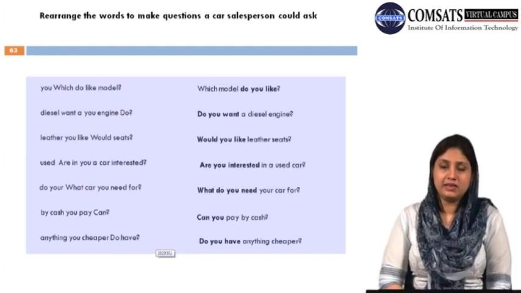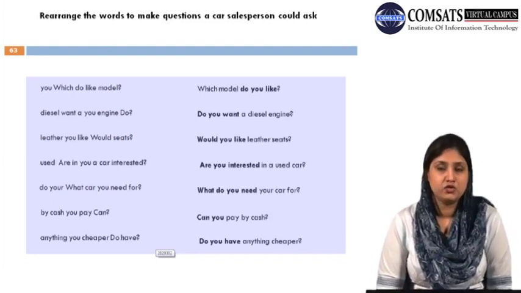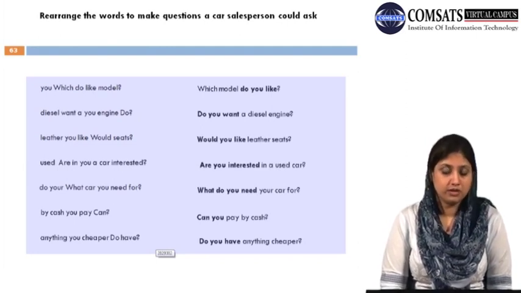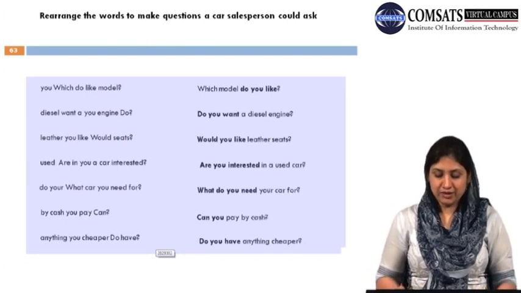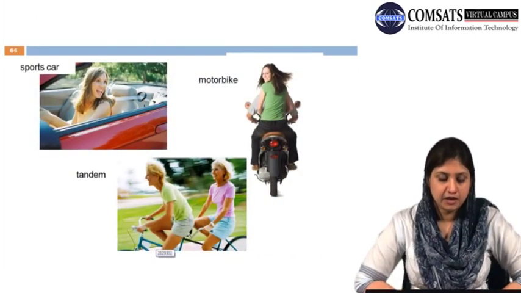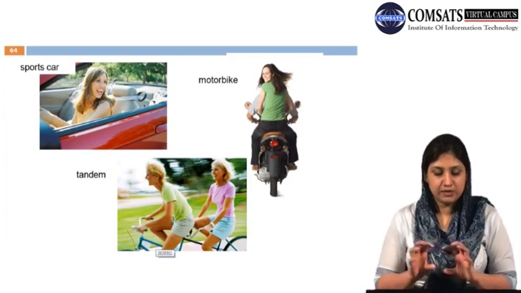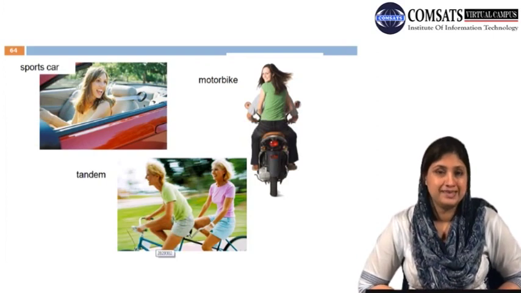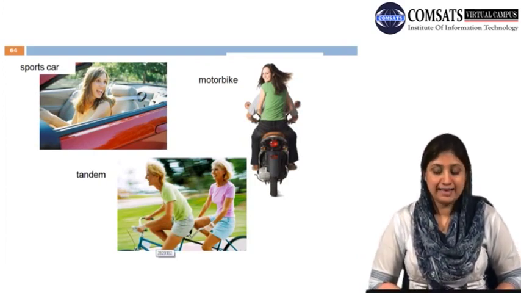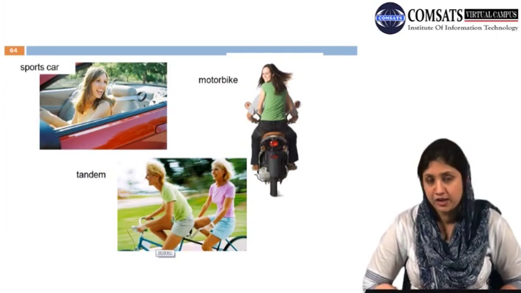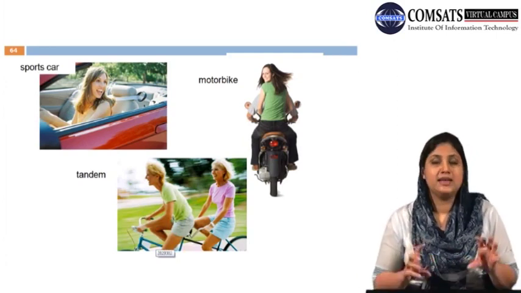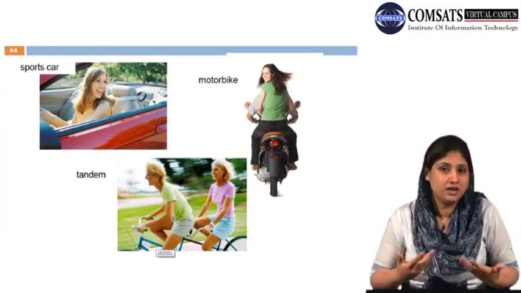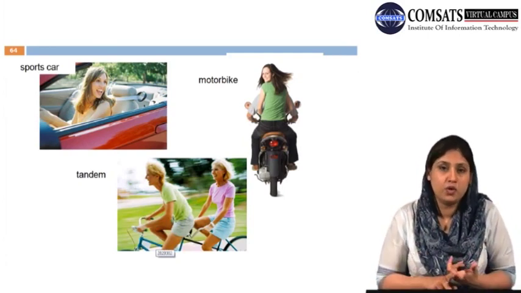Well, this activity is important because it enables you to make appropriate and grammatically correct questions, which is very important. So, moving on with the third language expansion tip. I have given you 3 items here: sports car, tandem, and motorbike. I want you to design 5 questions for each of these categories as if you are going to buy any of these things. You should know the answers as well. Try to dig for the answers. So this becomes a research homework.